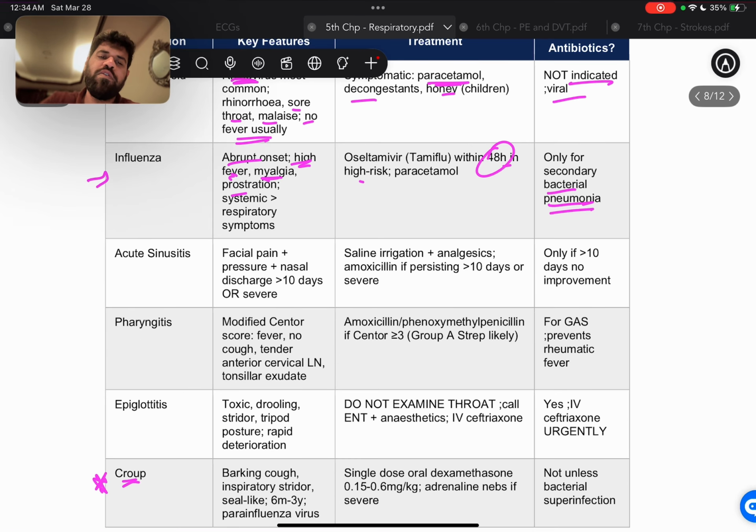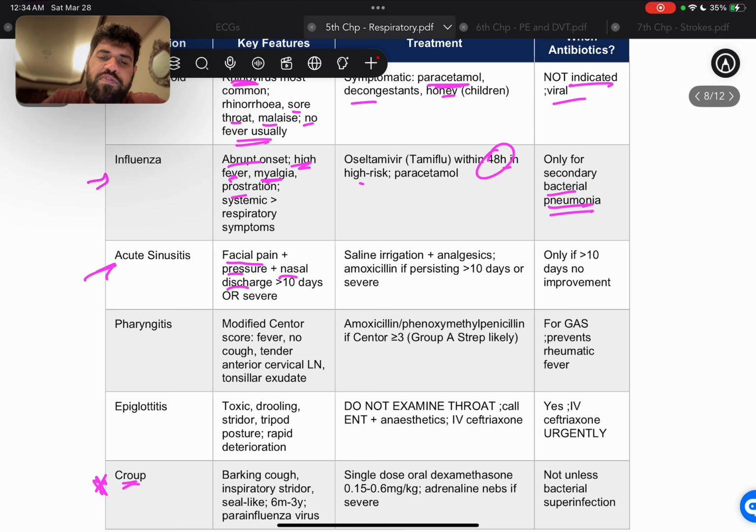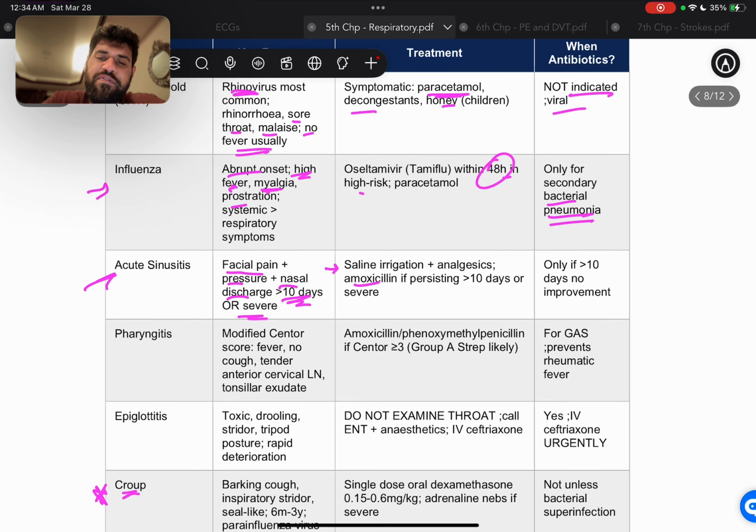All right, now moving on to acute sinusitis. The patient is going to have facial pain because the sinuses are inflamed. They're going to have pressure plus nasal discharge for more than 10 days or even severe. For this, we do saline irrigation, analgesics plus amoxicillin if the acute sinusitis persists for more than 10 days or becomes severe, right? And there's no improvement in it.